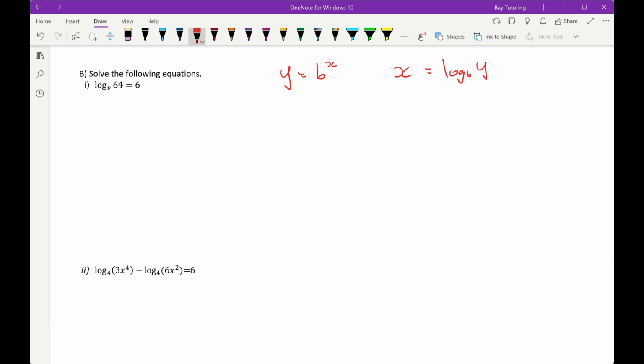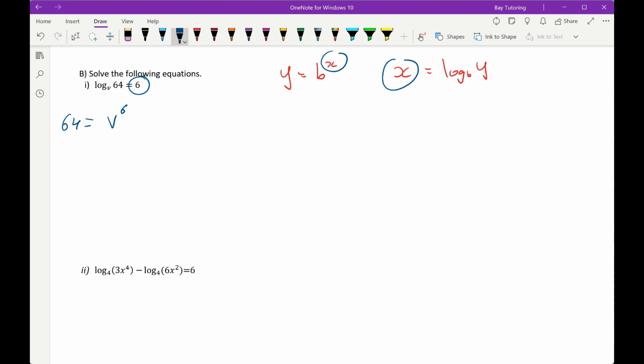So it's about just putting things into the right place. b is the base in the log, so that's v for us. The argument in the log is y, so that's 64 for us. So that's going to go on the other side. And then x, the answer to the log question, is the power. So that's 6. So this is now saying 64 equals something to the power of 6.